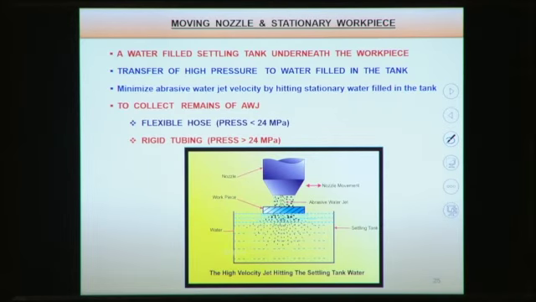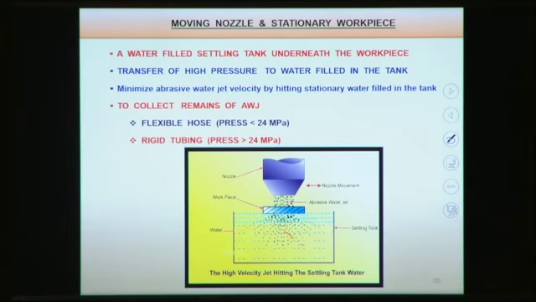The high pressure water jet transfers its energy to the water filled in the tank. After machining, it falls into the water tank and its velocity is automatically reduced. The abrasive water jet velocity is minimized by hitting the stationary wall of the tank, and the tank also collects the remains of the abrasive water jet.